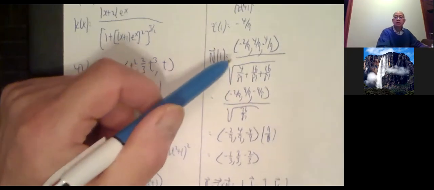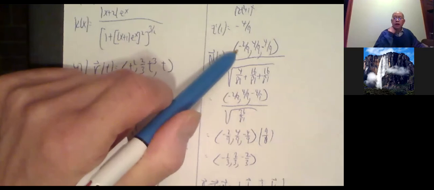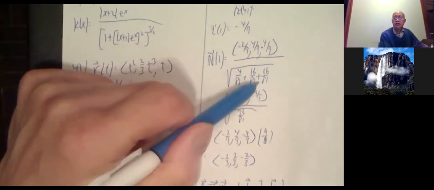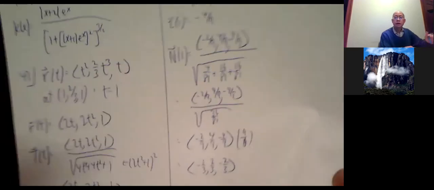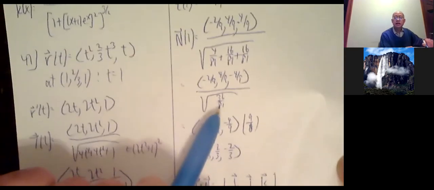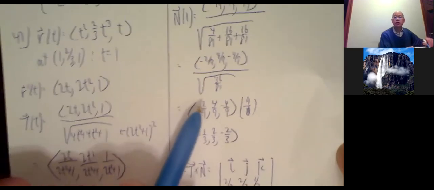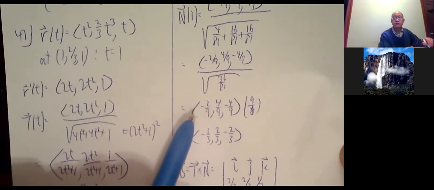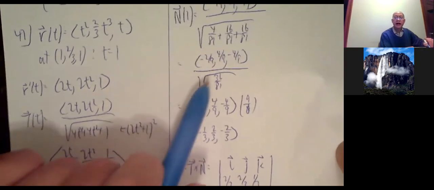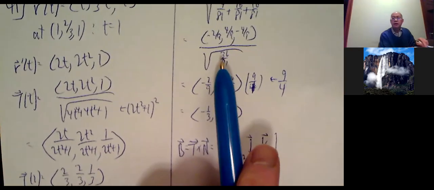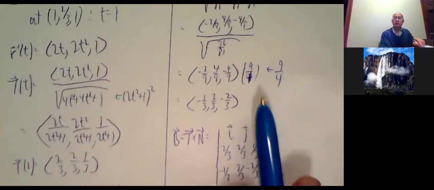Okay. If you square this, that's 4 over 81. That's 16 over 81. That's 16 over 81. Add these up, it's 36 over 81. The square root of 36 over 81 is 4/9. Okay, so I'm dividing by 4/9, which is the same as multiplying by 9/4. Divide by 4/9, multiply by 9/4.